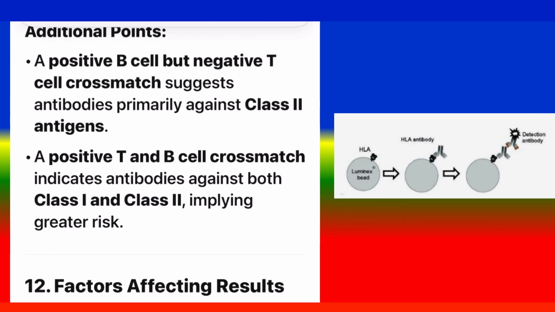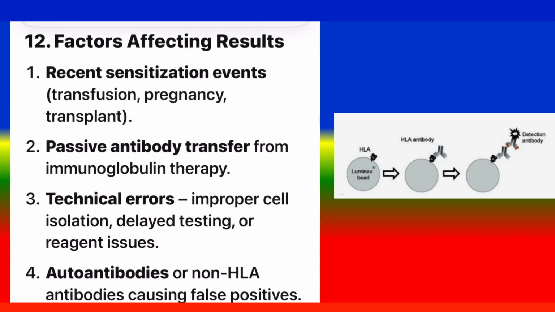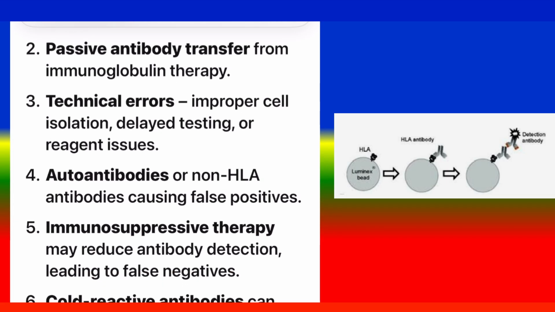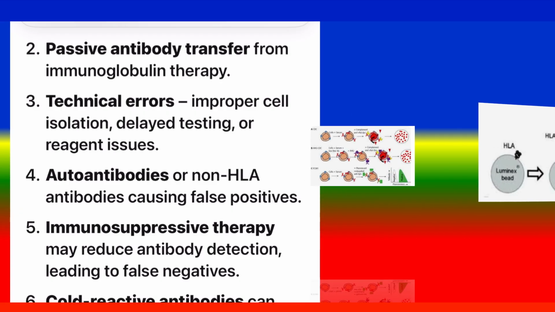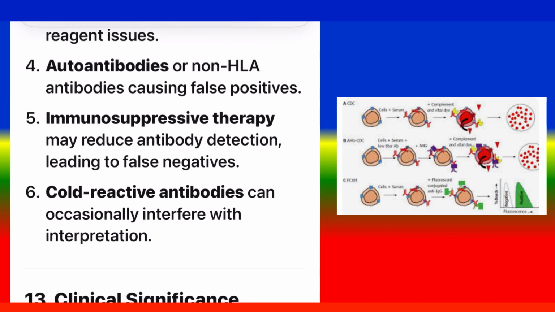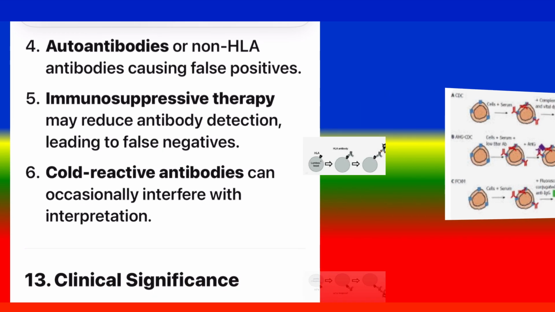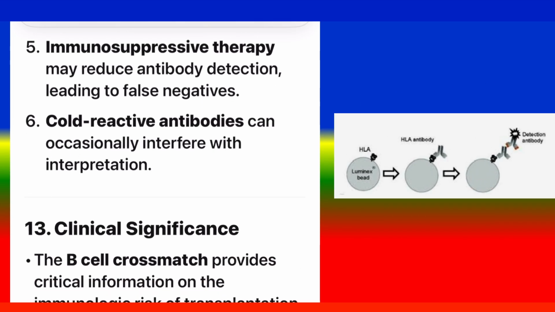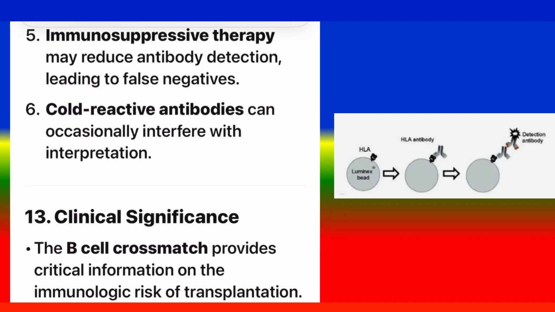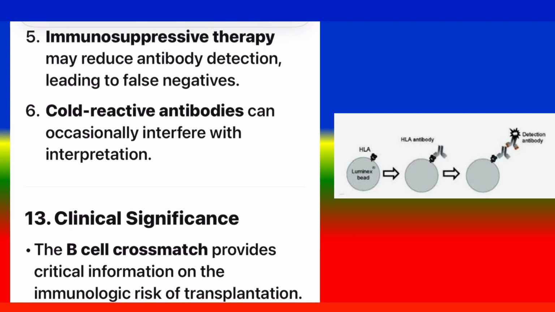Number 12. Factors affecting results. 1. Recent sensitization events: transfusion, pregnancy, transplant. 2. Passive antibody transfer from immunoglobulin therapy. 3. Technical errors: improper cell isolation, delayed testing, or reagent issues. 4. Autoantibodies or non-HLA antibodies causing false positives. 5. Immunosuppressive therapy may reduce antibody detection, leading to false negatives. 6. Cold reactive antibodies can occasionally interfere with interpretation.